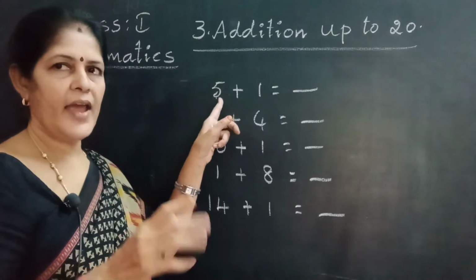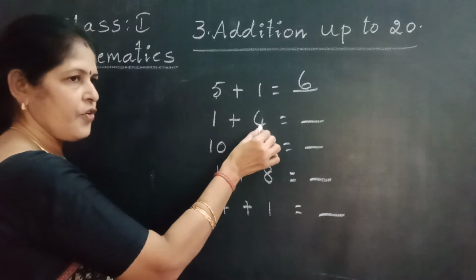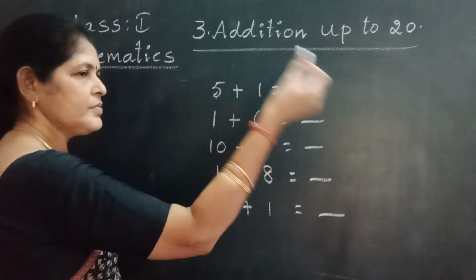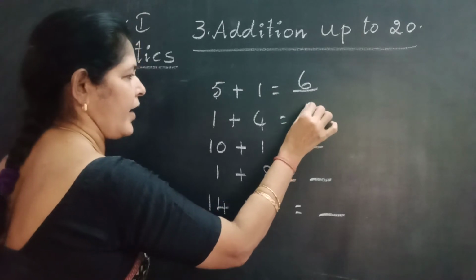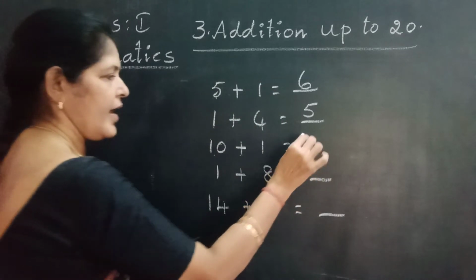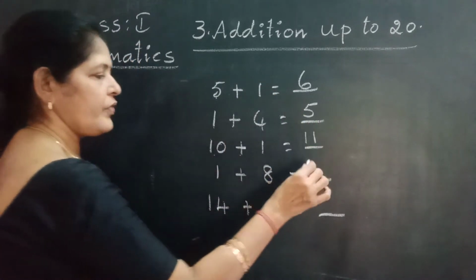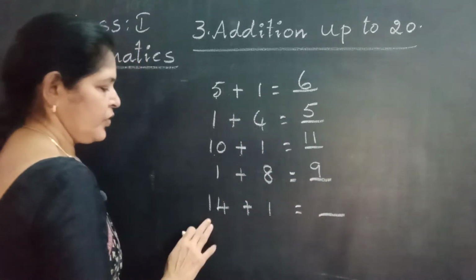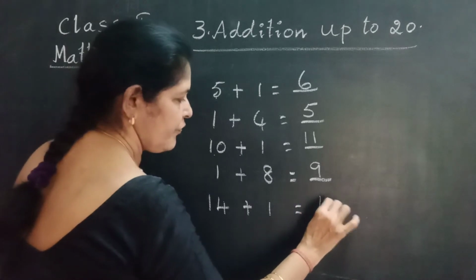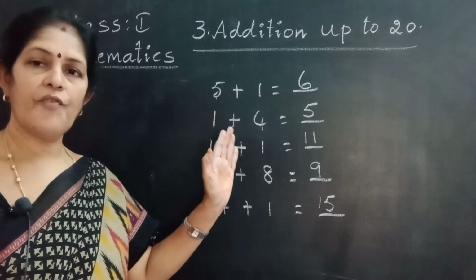Given number is 5. After 5 comes 6. 1 plus 4. Here we add 1 to 4. What comes after 4? 5. 10 plus 1. What comes after 10? 11. 1 plus 8. What comes after 8? 9. 14 plus 1. What comes after 14? 15. Okay. This is addition of 1.